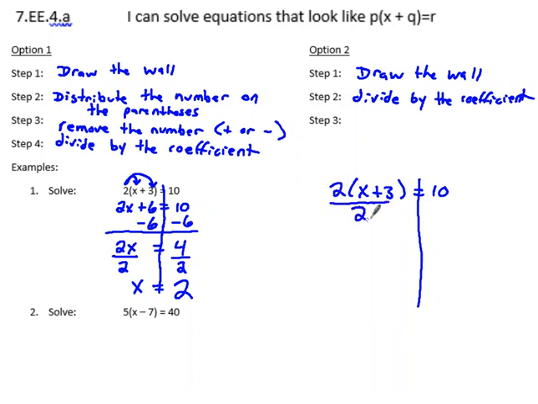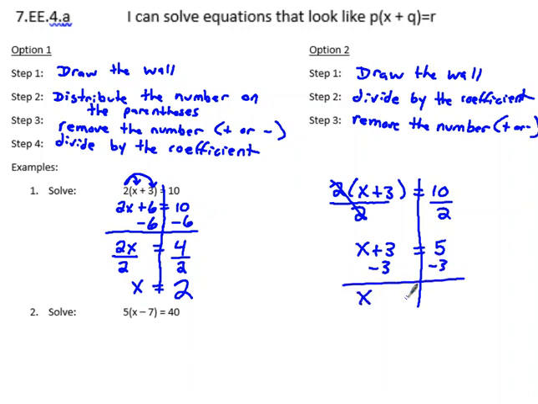So I'm going to divide by 2 and divide by 2. These two cancel out, and I have the x plus 3, but I have no reason to write the parentheses anymore because I have nothing outside of them. So it's just x plus 3. 10 divided by 2 is 5. And now I'm going to remove the number by either adding or subtracting. So in this case, this is a plus 3. I'm going to do the opposite and subtract 3. If I do it to one side, I'm going to do it to both sides, and x is 2. It's the same answer. It doesn't matter which way you do it.